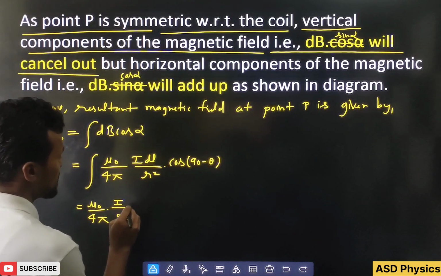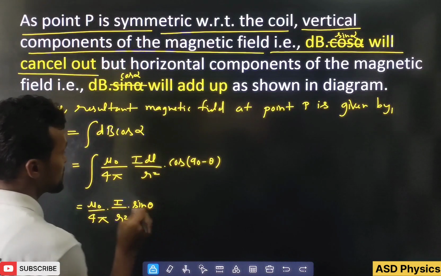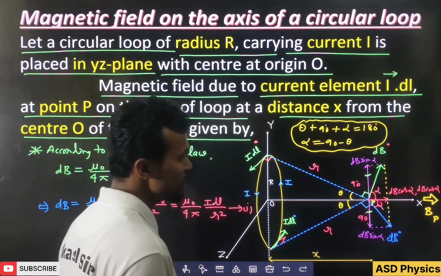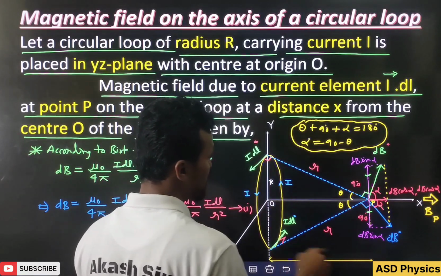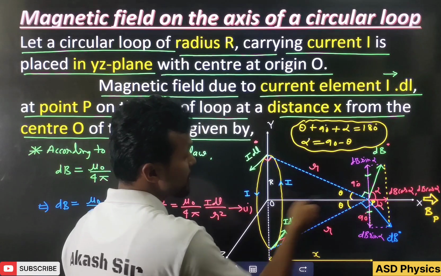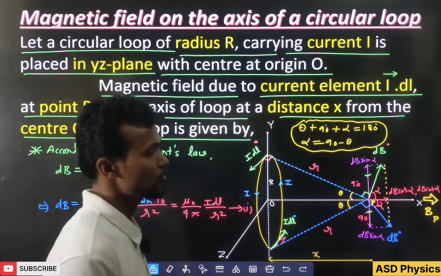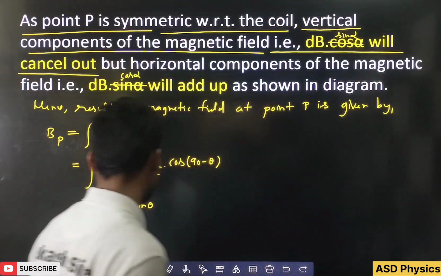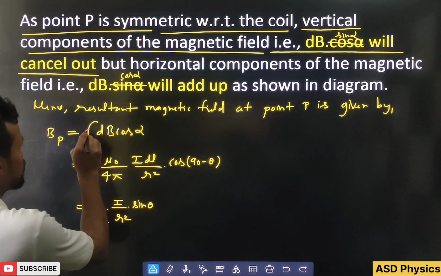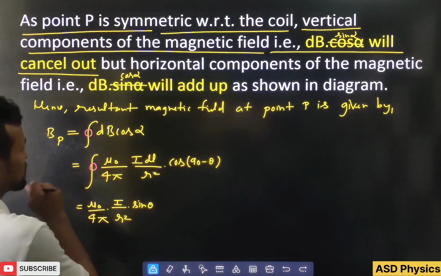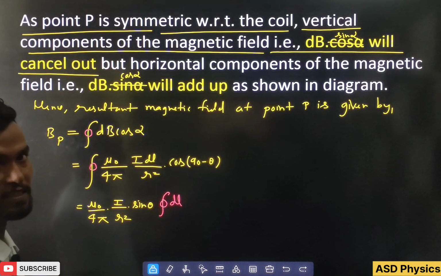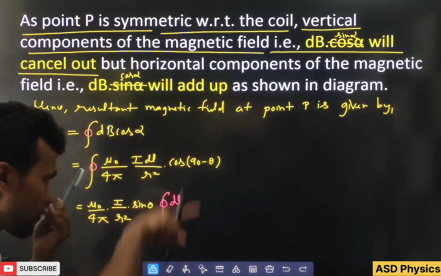And cos 90 minus theta, which is sin theta, why will this theta also be constant? Because each and every current element will make how much angle at point P? That means this position vector R will make how much angle from the x-axis? Always theta. So this theta will also be constant, and it will come outside. And this is a closed loop, one closed ring, so I can write the closed integration of dl, because this circular loop is closed.